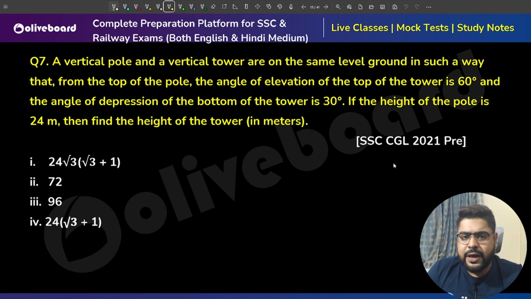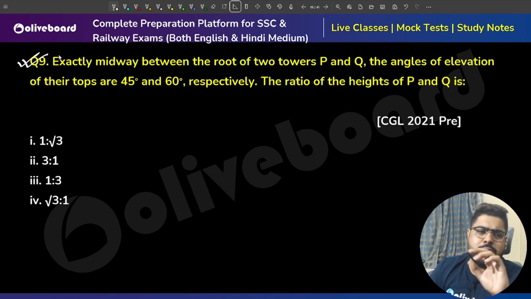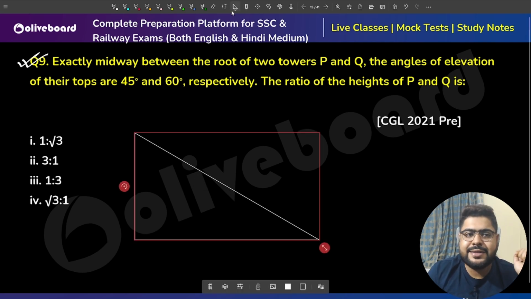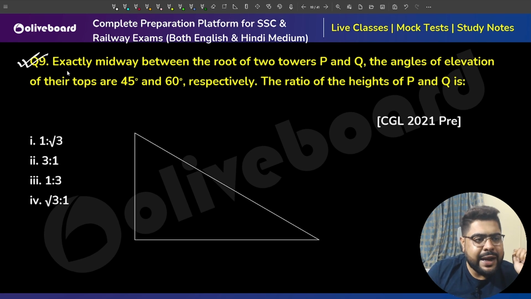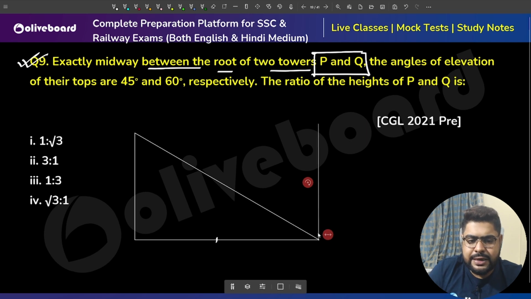Let's do some good quality questions, sir. I'm not doing many basic questions. This one involves two angles. A point exactly midway between the roots of two towers P and Q. So I'm saying midway, one tower P, another tower. Let us draw the other tower. This is the tower, sir.